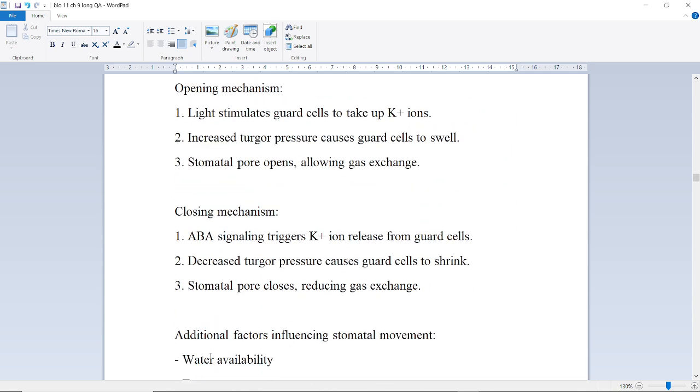Light stimulates guard cells to take up potassium ions. Increased turgor pressure causes guard cells to swell. The stomatal pore opens, allowing gas exchange.